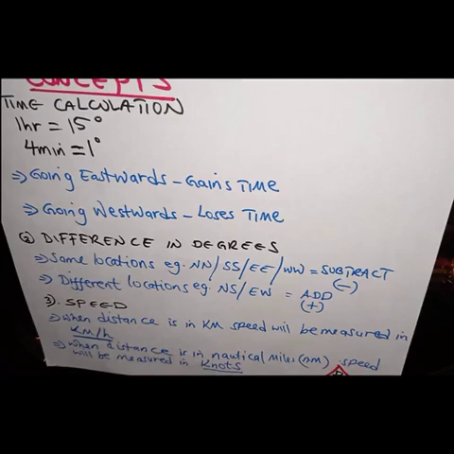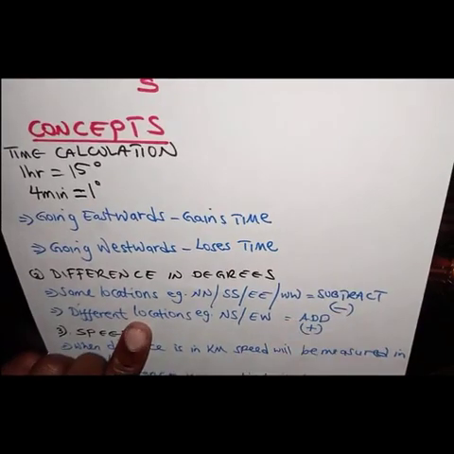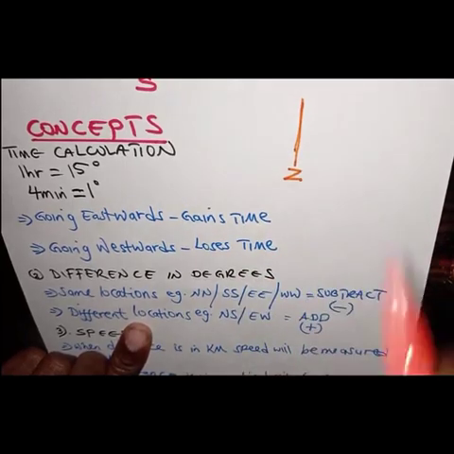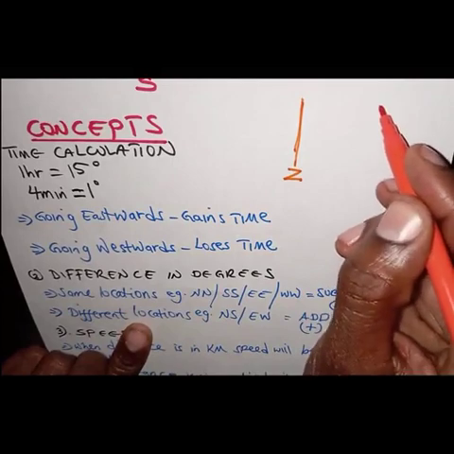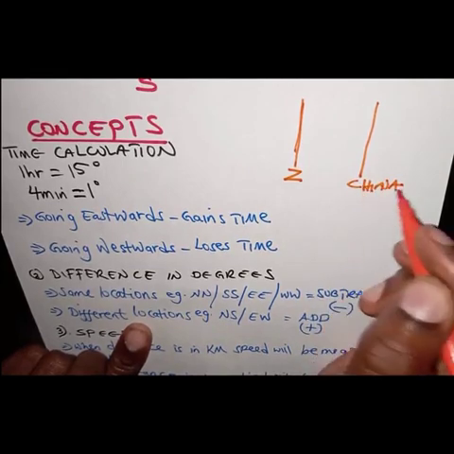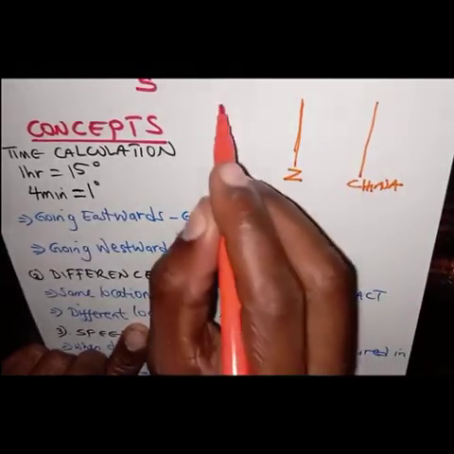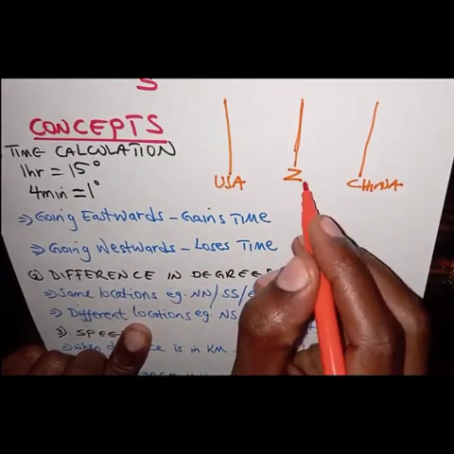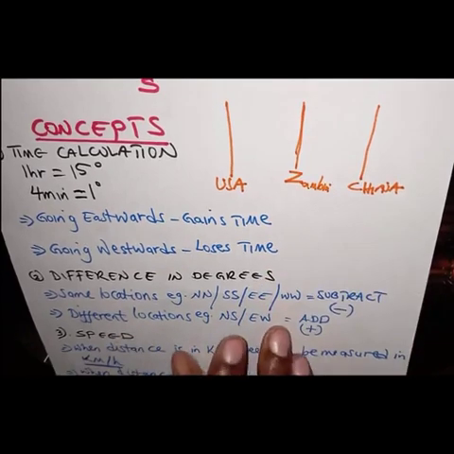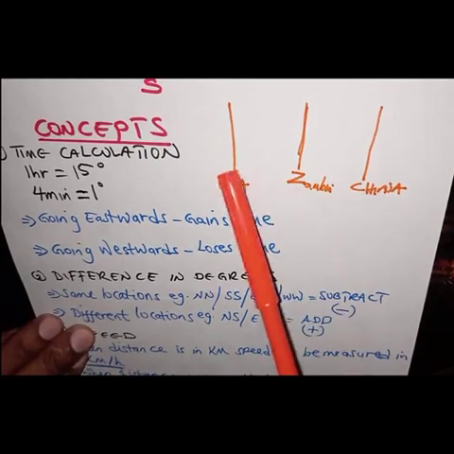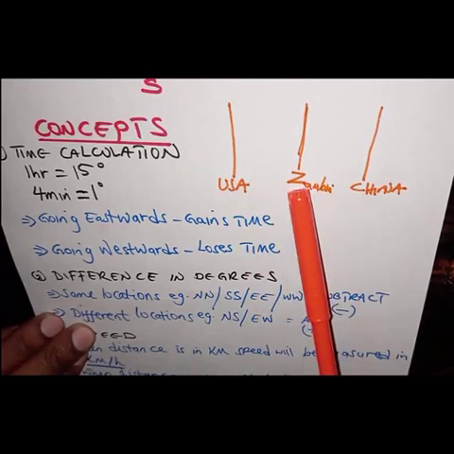So now, this is where Zambia is, for example. Towards the eastern part of Zambia, there is China. In reality, yes, that's where China is. And towards the western part of Zambia, there is USA, America, right? So this is Zambia. Have you seen where Zambia is? Zambia is on the eastern part of USA, so it will always be ahead in terms of time.